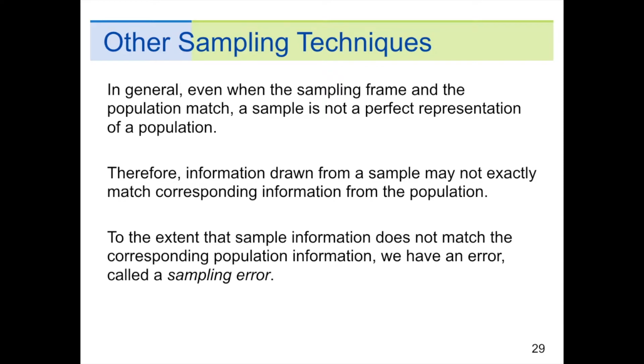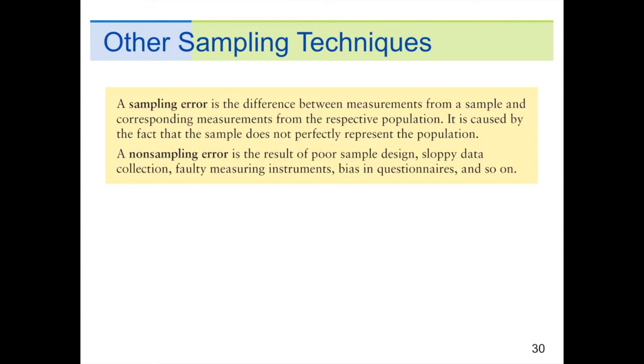To the extent that the sample information does not match the corresponding population information, we have an error called sampling error. And we'll find out much later in class how to calculate that sampling error. What is the margin of error? So a sampling error is the difference between measurements from a sample and the corresponding measurements from the respective population. It is caused by the fact that the sample does not perfectly represent the population.